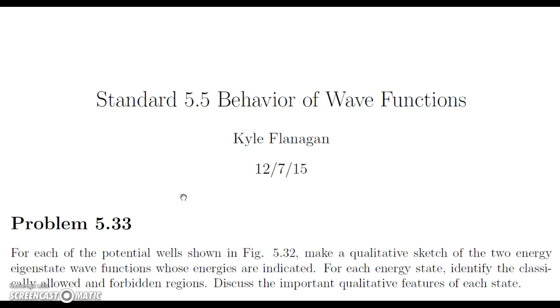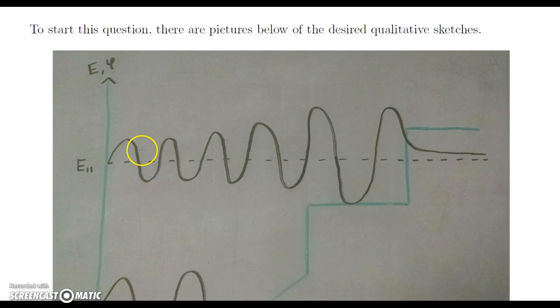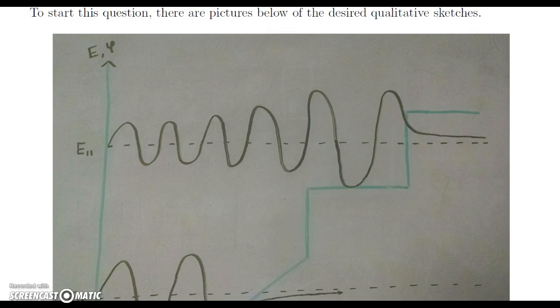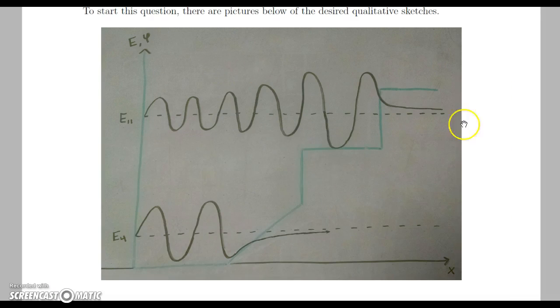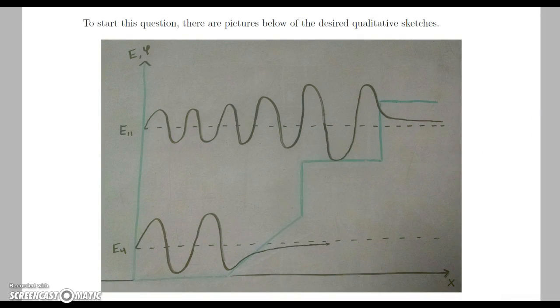For each energy state, we're going to identify the classically allowed and forbidden regions, then discuss the important qualitative features of each state. So, to start, we of course need the qualitative sketches, so I'm going to zoom out a bit so we can view these properly. So we have this bit right here. We have in green the potential well, and similarly for the second one.